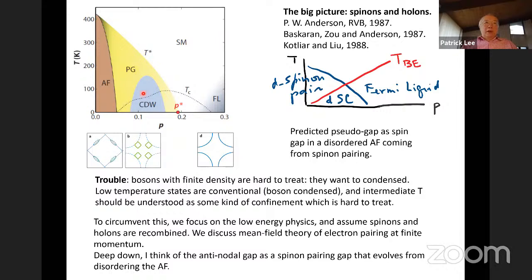So to circumvent this, what we want to do is to focus on the low energy physics. In the low energy physics, I think it's safe to assume that the spinons and holons are recombined, and we can talk about electrons forming a D-wave superconductor or a Fermi liquid or a charge density wave, and try to understand the ground state before we venture into these more difficult problems. But deep down, at least in my mind, I really think of the anti-nodal gap as a spinon pairing gap that evolves from disordering the anti-ferromagnetic state. So this pair density wave way of viewing this pseudo-gap is really a poor man's way of bringing that spinon physics back. At least that's what motivated me in the back of my mind.